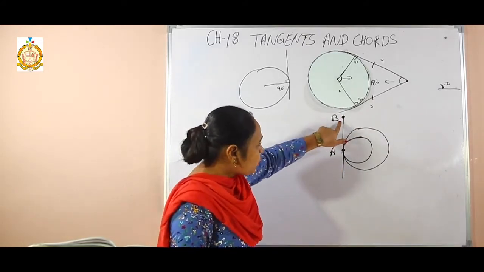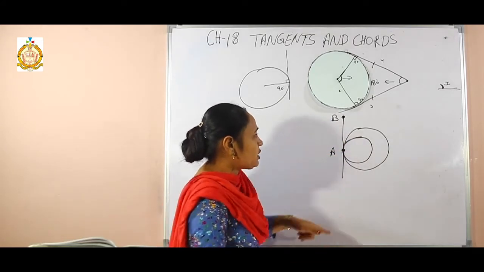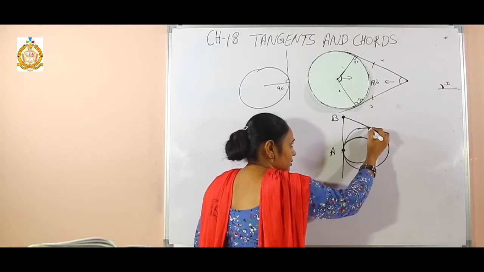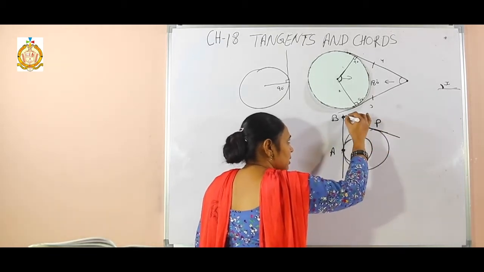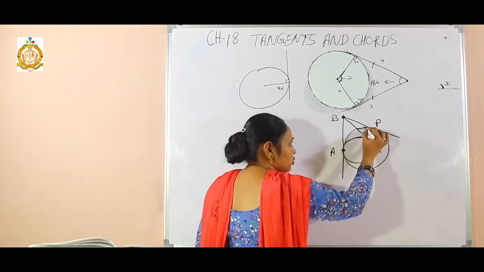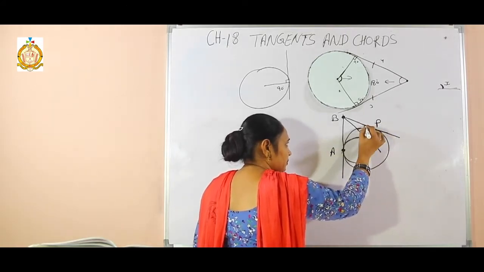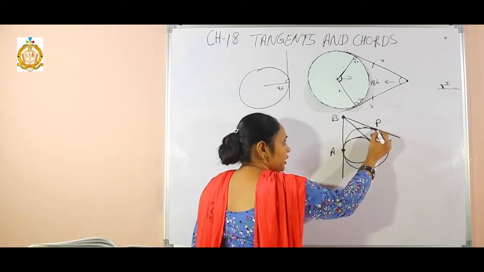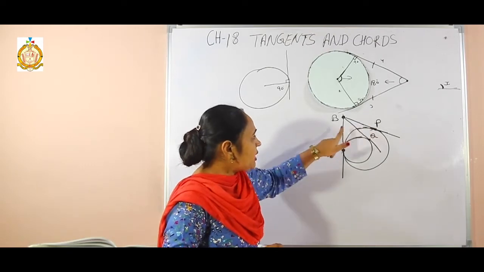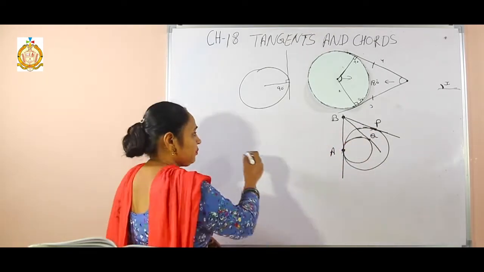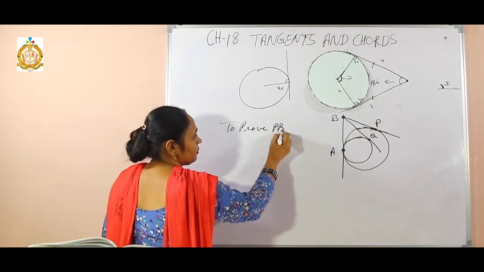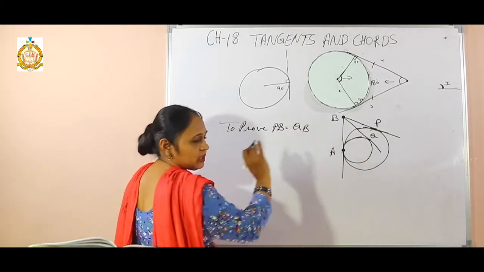Now from this point I draw two tangents to these two circles. One tangent lies here, at point P, another tangent at point Q. This is the point of contact. Now what do I have to prove? I have to prove that BP is equal to BQ. This I have to prove.